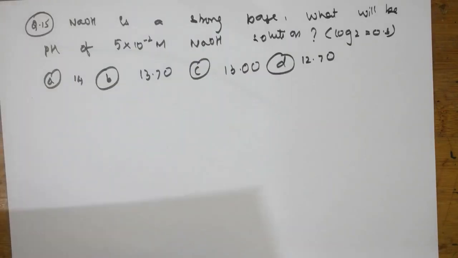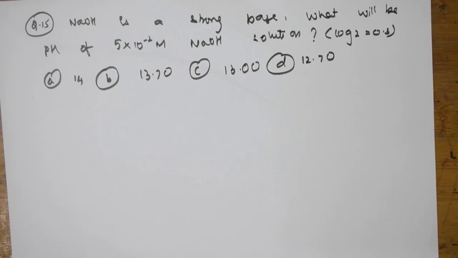Let us come back and do next numerical, 15th numerical. So sodium hydroxide is a strong base. They've given this strong base which will be at the pH of 5 into 10 raised to the power of minus 2 molar sodium hydroxide. Log 2 is equal to 0.3. Okay. Now here they've given this numerical. Let us see how to solve this. They've asked me to find out what sodium hydroxide, what will be the pH, they asked me.